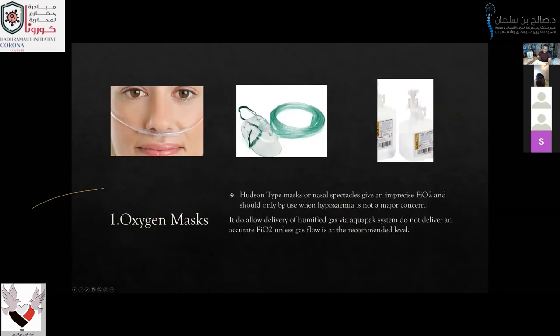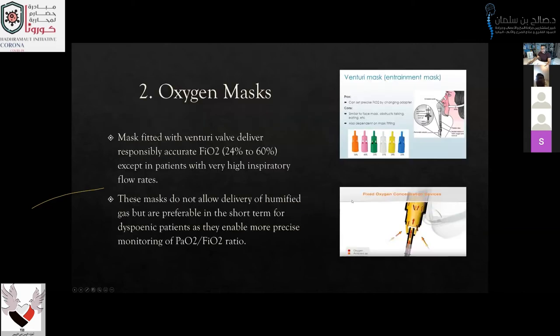Types of oxygen masks. The Hudson type mask or nasal spectacle gives an imprecise fractionated inspired oxygen and should only be used when hypoxemia is not a major concern. It allows delivery of a humidified gas via an Aquapak system. It does not deliver an accurate fractionated inspired oxygen unless gas flow is at the recommended level.